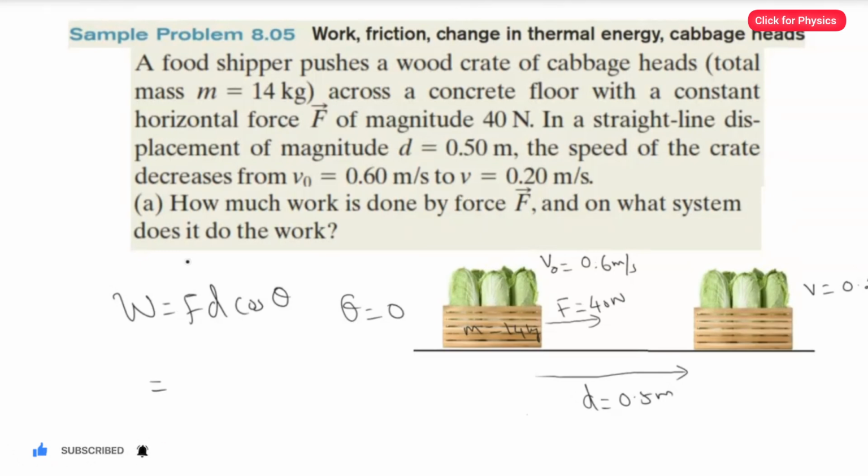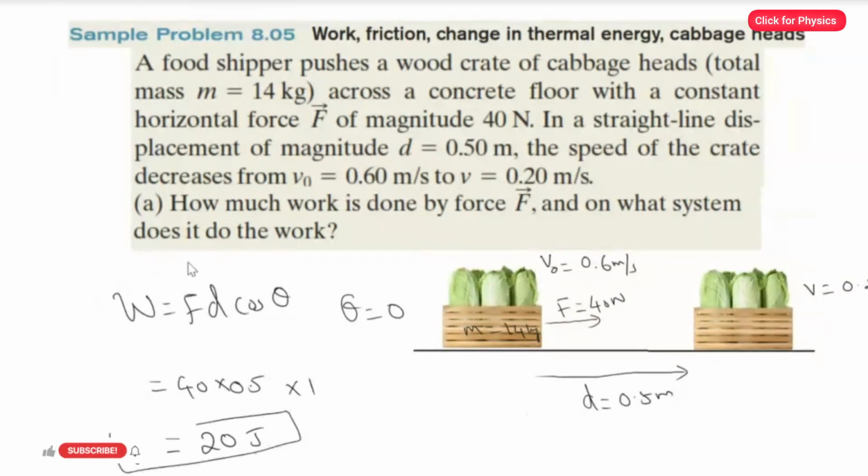The applied horizontal force magnitude is 40 Newton multiplied by the displacement 0.5. And also the most important thing, the angle here is 0. So cosine of 0 is equal to 1. So 40 multiplied by 0.5, we got the value of 20 joules.